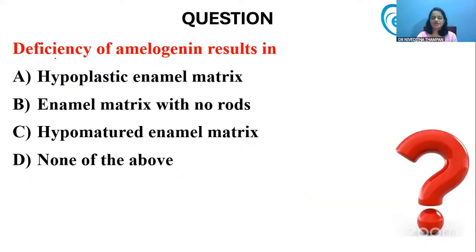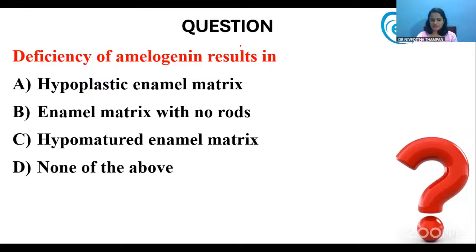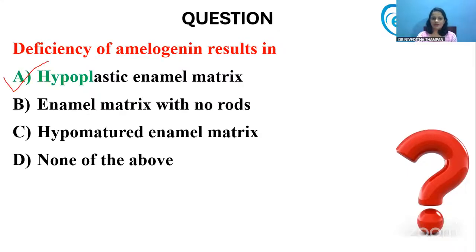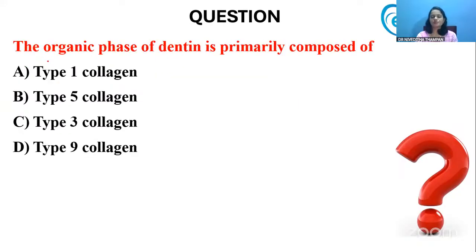The next, deficiency of amelogenin will result in? Another NEET MDS 2025 question. What type of enamel will the deficiency of amelogenin result in? Yes, all are right. It will result in a hypoplastic enamel matrix. The enamel formation itself is not happening. The enamel matrix formation itself is very defective in case of amelogenin deficiency. So yes, it will result in hypoplastic enamel.